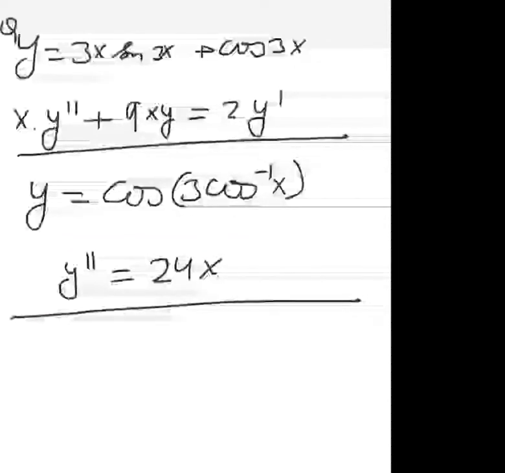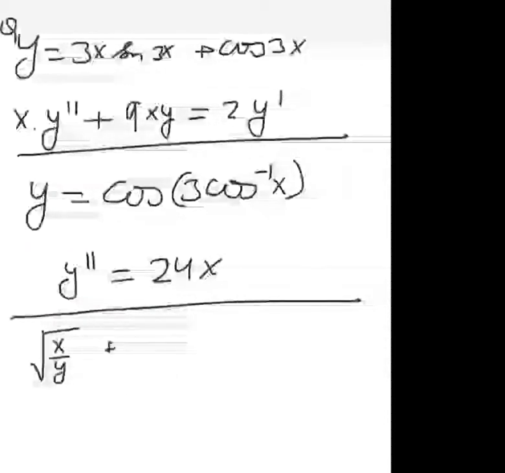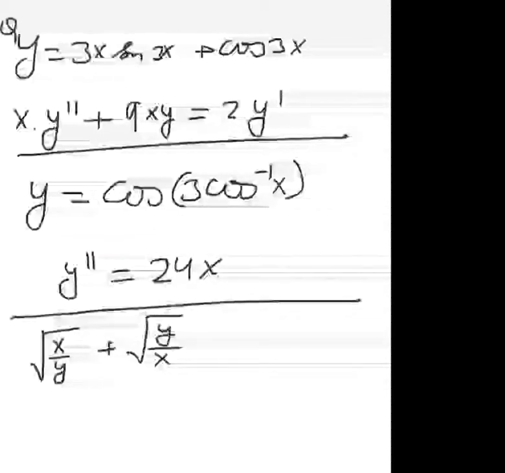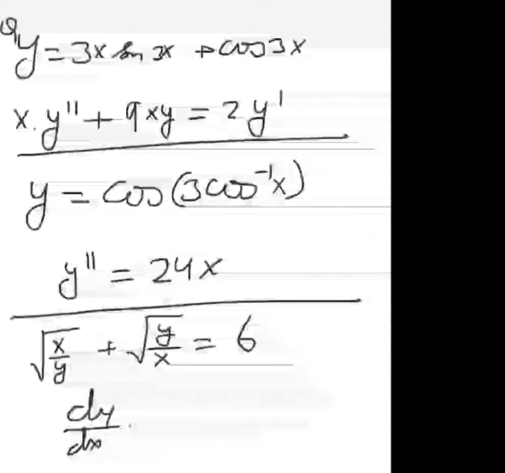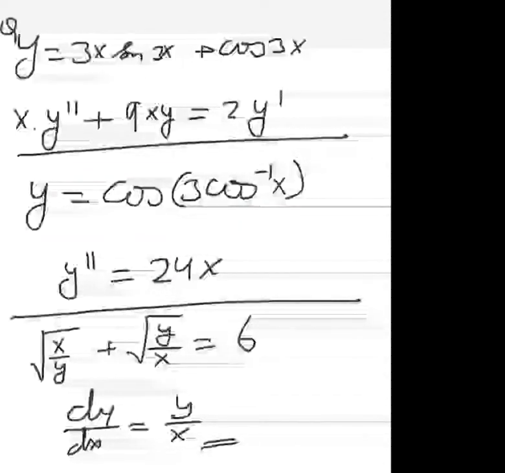One last question. Under root x upon y plus under root y upon x equals 6. We need to prove dy on dx equals y upon x. So these are the 3 questions you will be doing as homework.